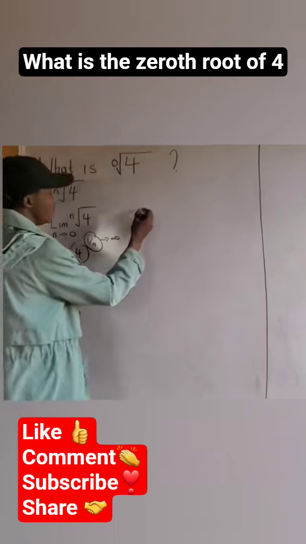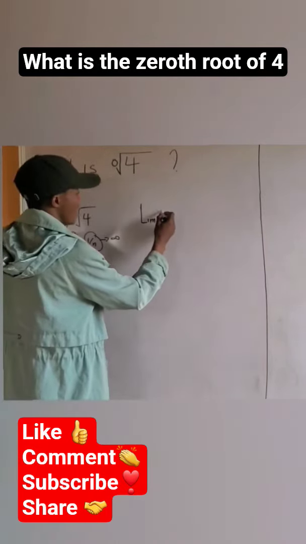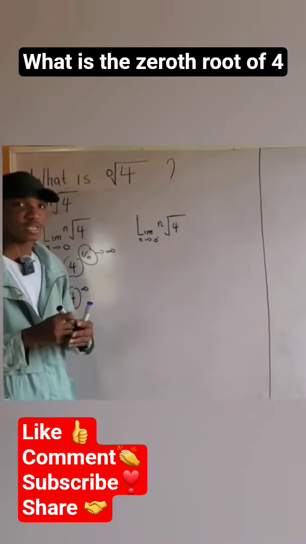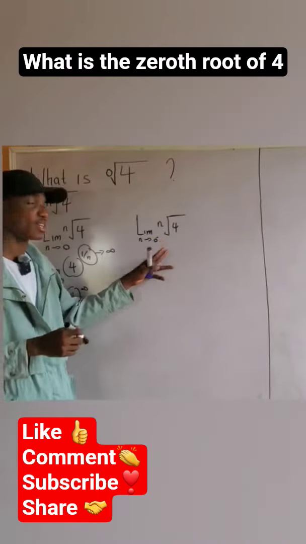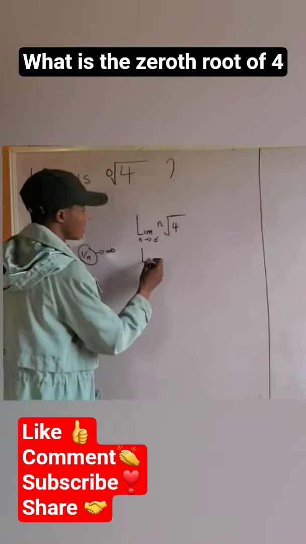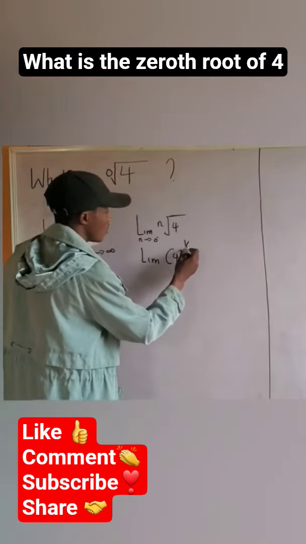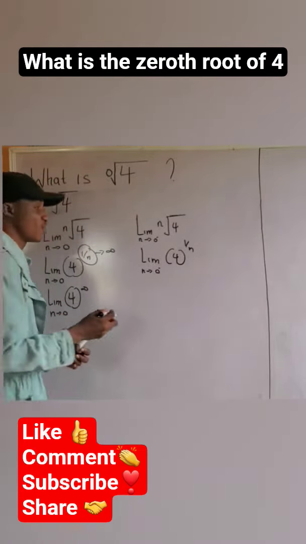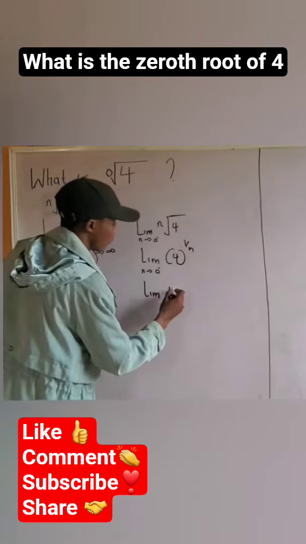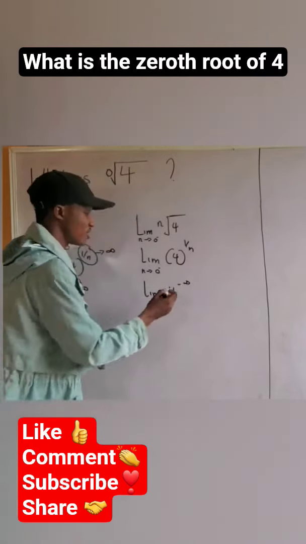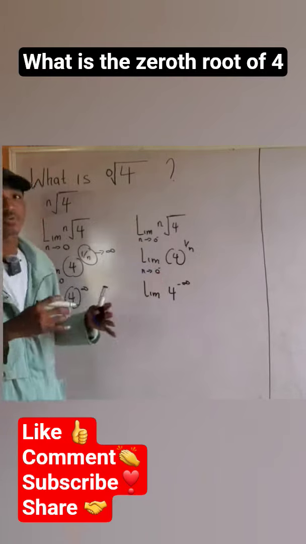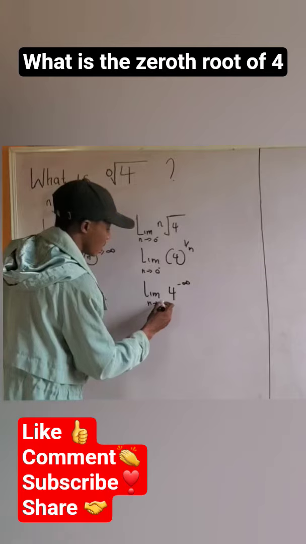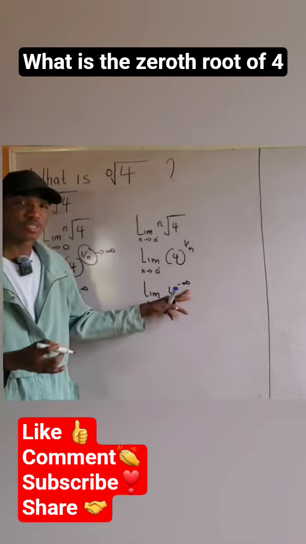Okay. Now, let us take the limit of this function from the left-hand side. So I'm going to have the limit of the nth root of 4 as n approaches 0 from the left-hand side. That is why I have negative here. Do you understand? So for this, I'm going to have the limit of 4 raised to the power of 1 over n as n approaches 0 from the left-hand side. Are you getting it? Now, for this, I'm going to have the limit of 4 raised to the power of negative infinity, because now we are taking the limiting value from the left-hand side as n approaches 0. Do you understand? And okay, now 4 raised to the power of negative infinity will give me 0.